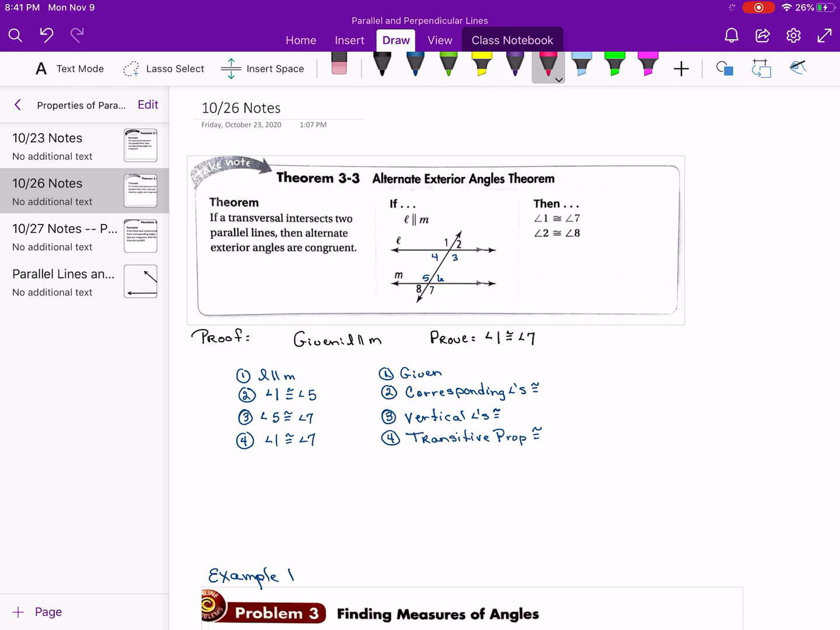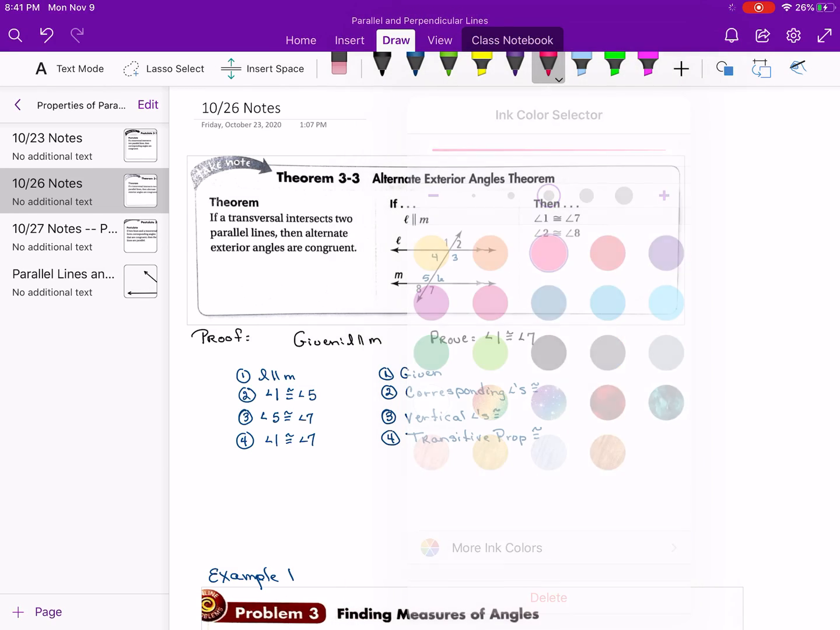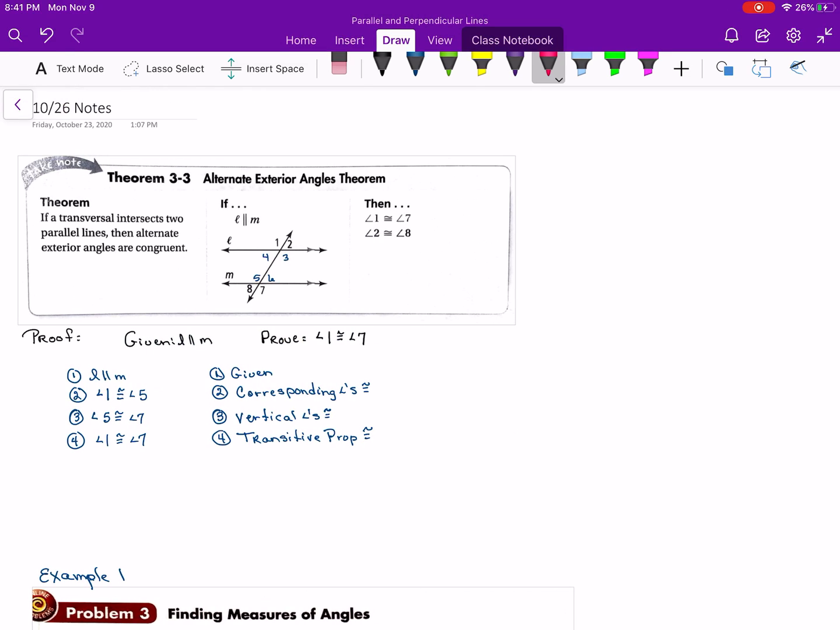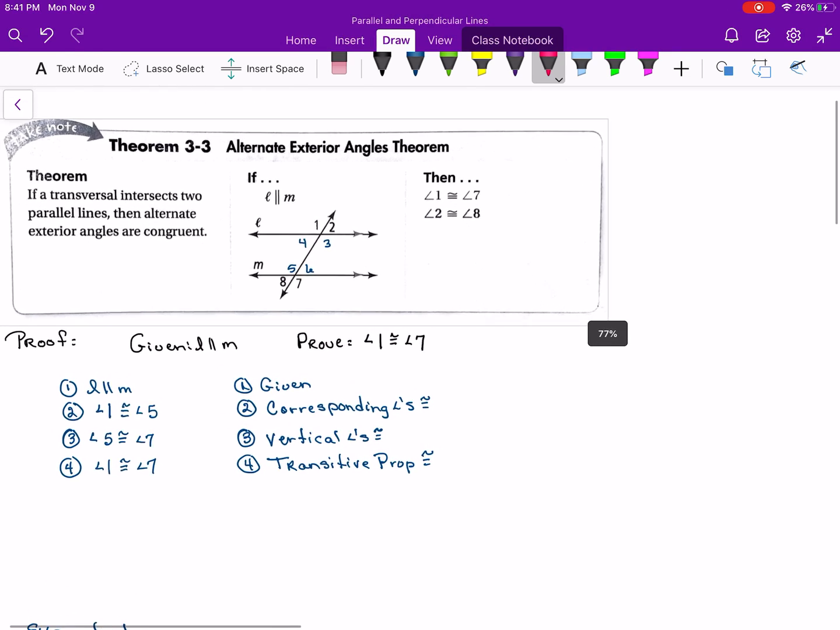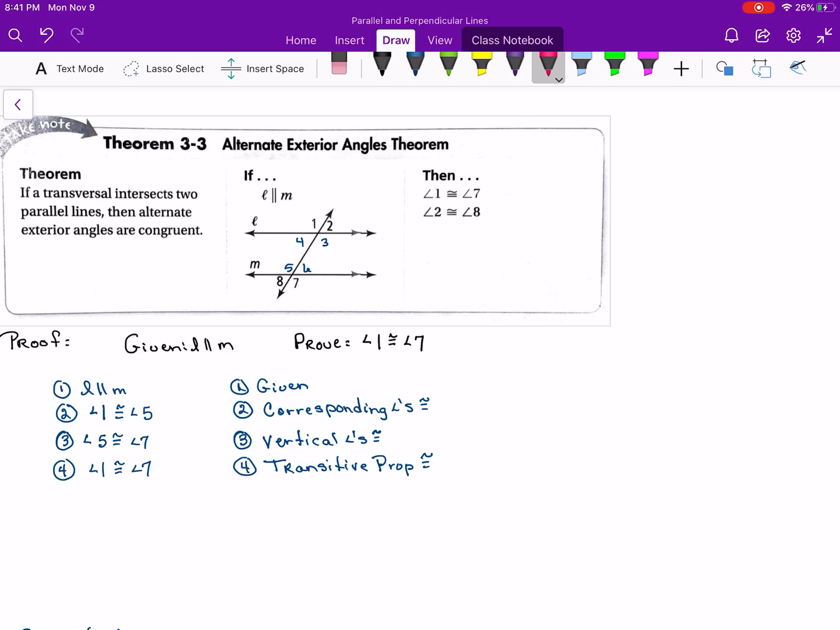If you'll look at the picture, it shows line L and line M are parallel. They are cut by a transversal. I'm going to label it T. And I've got all the angles numbered. So it says if a transversal intersects two parallel lines, so our given is line L and line M are parallel, then we are to prove that alternate exterior angles are congruent.